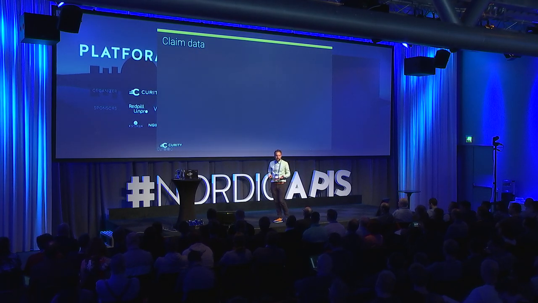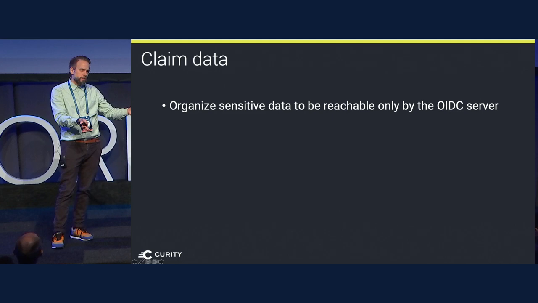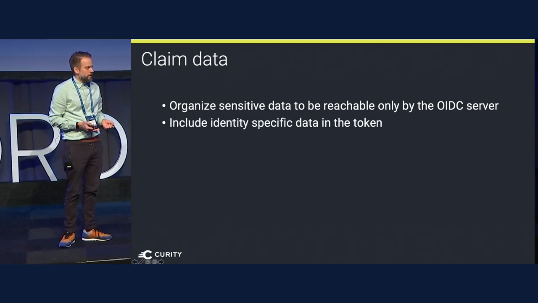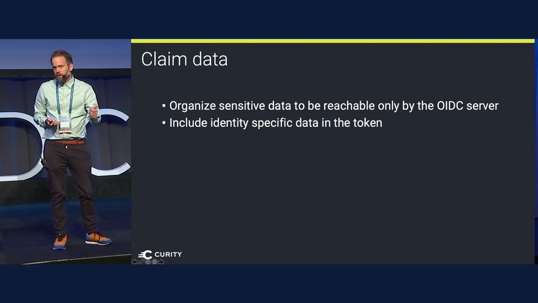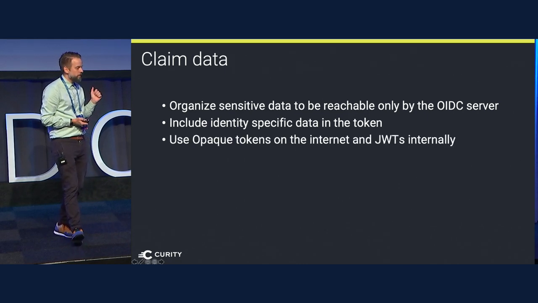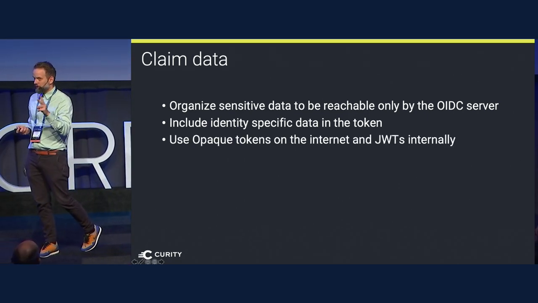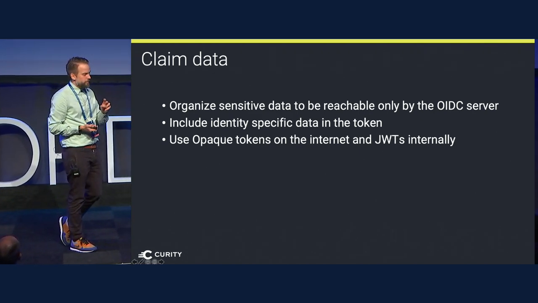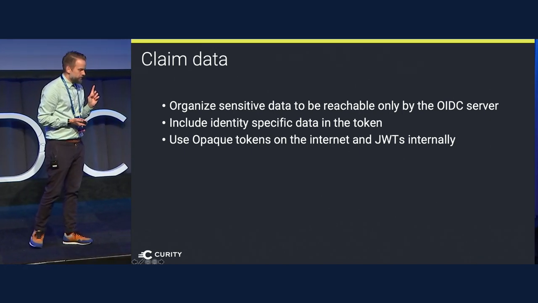There are some guidelines, though. You should organize sensitive data so that it's only reachable by certain systems, like the OAuth provider or the OpenID provider. You should include identity-specific data in the token. You shouldn't include stuff like, it's raining outside. You should use opaque tokens on the internet and jots only internally. I'm going to leave it there. There are a lot of talks about that from us previously. We call it the phantom token flow. Google that if you don't know it.